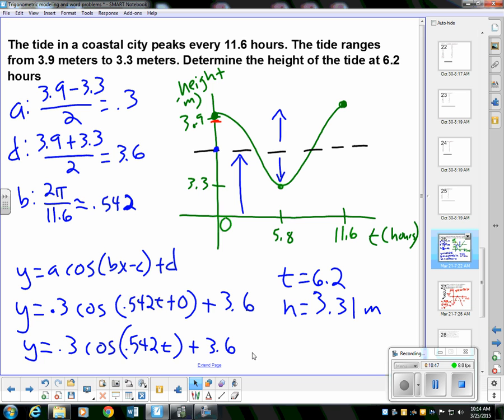That should make sense because at 5.8 hours, it's 3.3 exactly. So 6 is just a little farther to the right. So at 6 hours, the tide should be going back up, and that's just a little higher than 3.3.